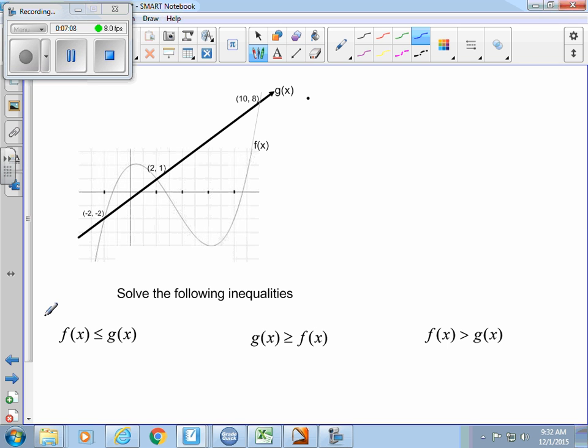First of all, let me ask you a simpler question. What is f of x the same as? Good, it's the same as y. So I want to know when the y value on f is less than the y value on g. So wouldn't that be when the gray line is below? So it'd be here and then all of this, right?